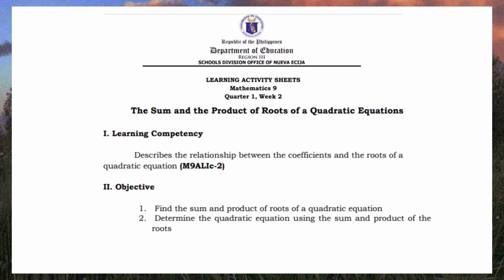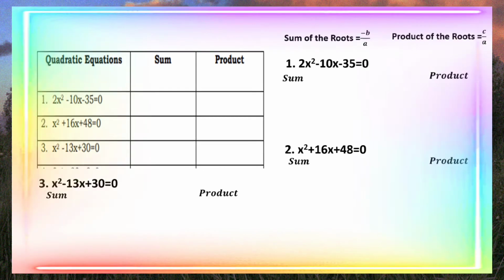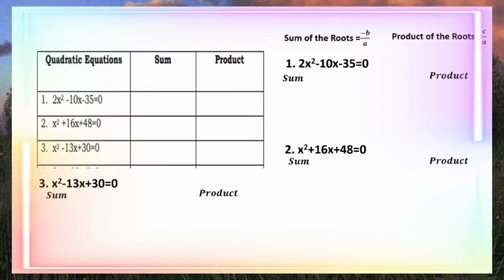Okay, so let us go with set B of your activity sheets. So we have here the sum and the product of roots of a quadratic equation. By the end of this learning activity sheet, you are expected to find the sum and product of roots of a quadratic equation, and also you are expected to determine the quadratic equation using the sum and product of the roots. So let us try to examine paano nga ba na-apply yung sum and product of the roots.